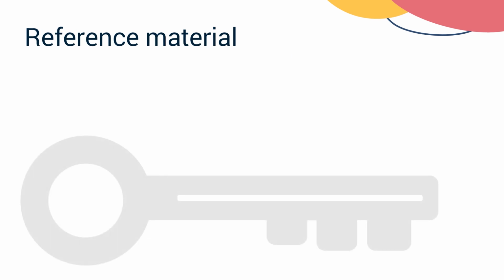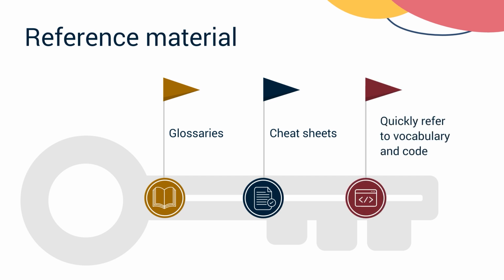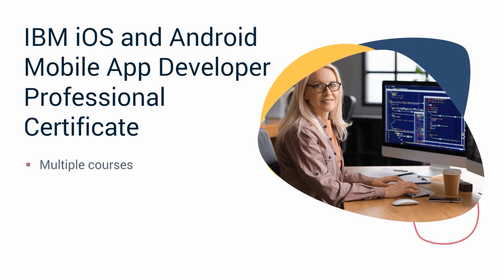Now that you've reviewed some of the fundamental concepts covered in this course, remember to view each module's glossaries and cheat sheets. You can use these assets to quickly reference much of what you learned. If you haven't already, we encourage you to enroll in the IBM iOS and Android Mobile App Developer Professional Certificate, of which this course is a part.